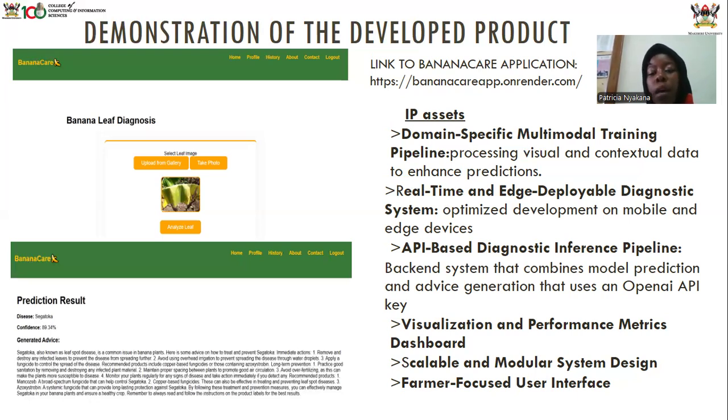Then we also have the API-based diagnostic inference pipeline, which is the back-end system, which combines the model prediction system, which is the MobileNet that provides the prediction, and then the text advice generation, which uses the OpenAI API. Then the other IP assets are visualization and performance metrics, as well as scalable and modular system design for farmers. And we also have a farmer-focused user interface, as we can see in this web application.